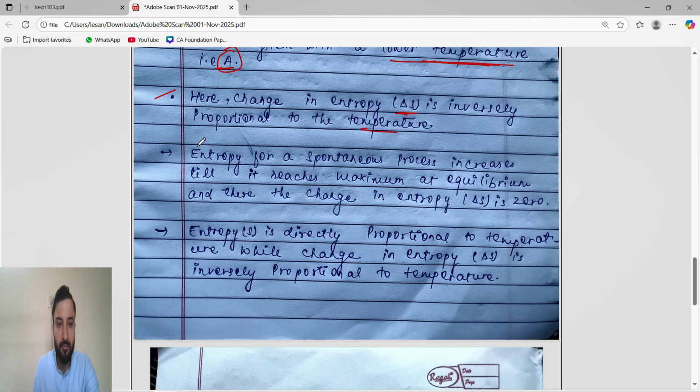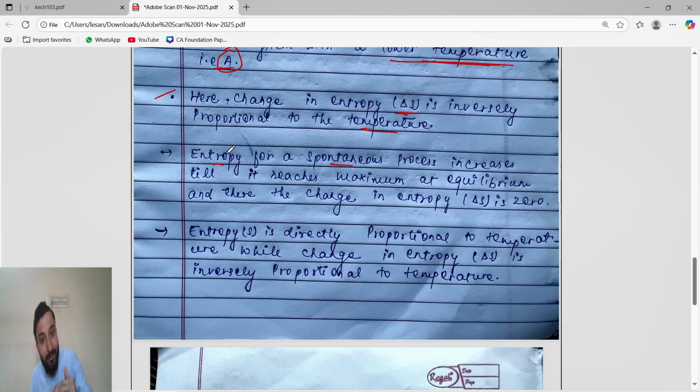Next point, entropy of a spontaneous process increases. See, entropy of a spontaneous process. Spontaneous means the process which happens by its own. So entropy of a spontaneous process increases till when? Till when will the entropy of a spontaneous process increase? We know if you are not in equilibrium, then either you will increase, meaning positive, greater than 0, or you will decrease, meaning negative, less than 0. Change will happen only if you are not in equilibrium.